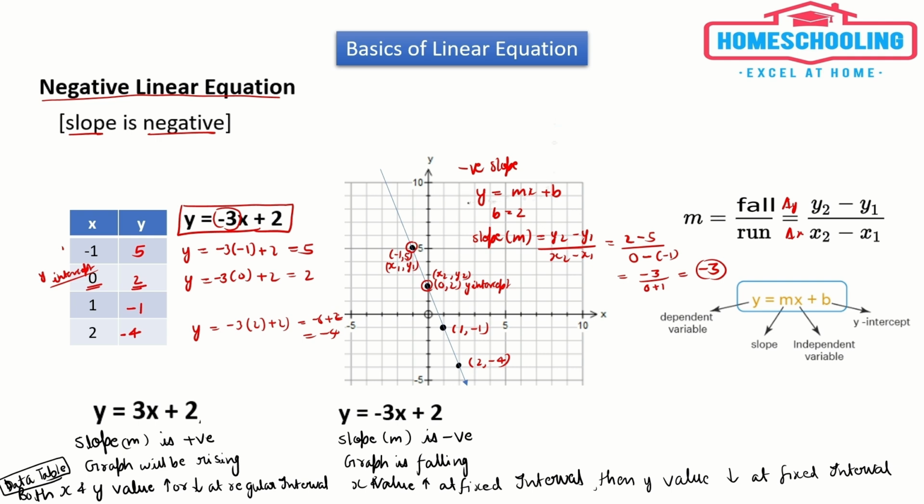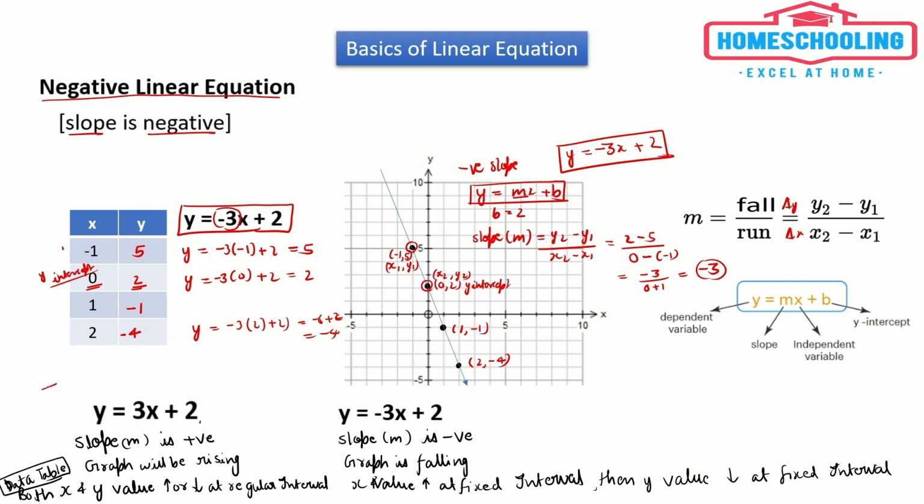So this is our basic equation. What we're going to do is put the value of m and b here. So y is equal to m, that is slope, that is negative 3, so minus 3x plus b, our y-intercept. So b was 2. So this is our linear equation for this graph.